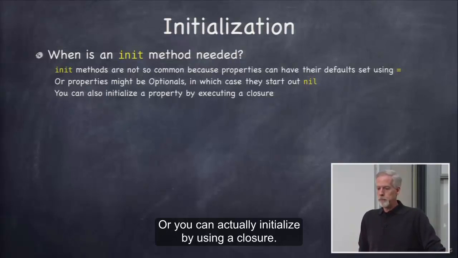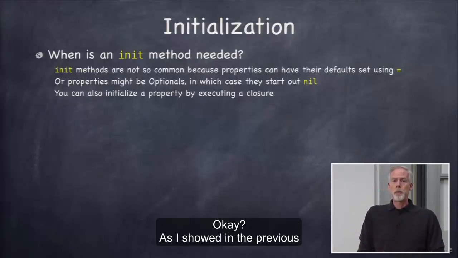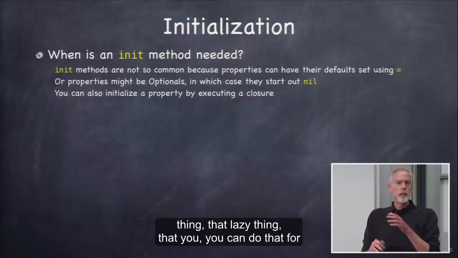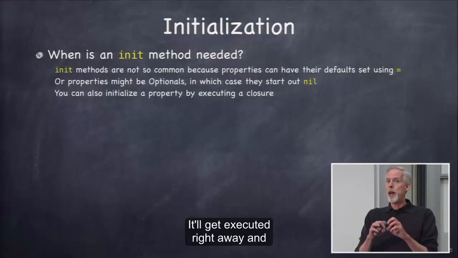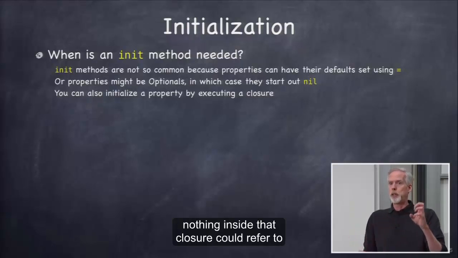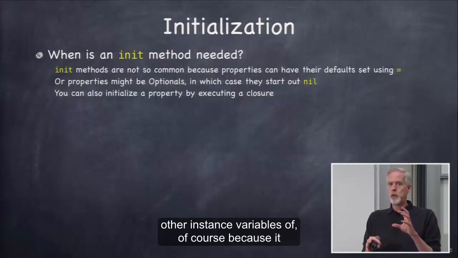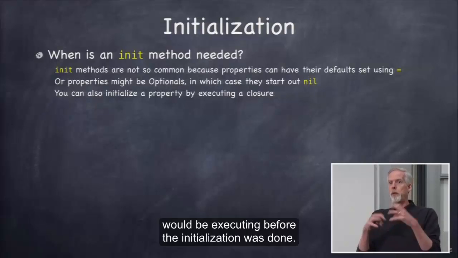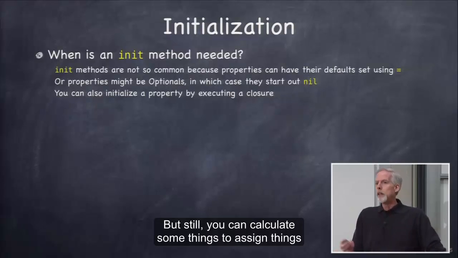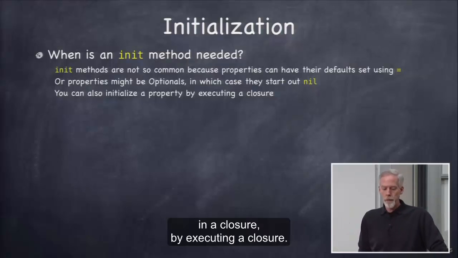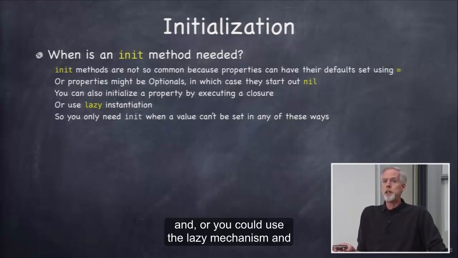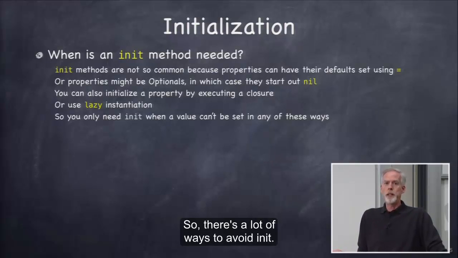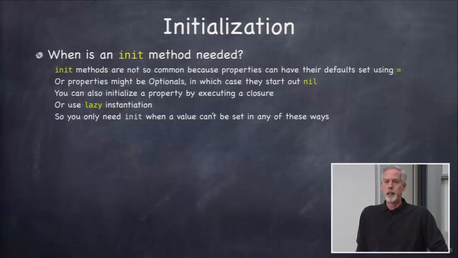Or you can actually initialize by using a closure, as I showed on the previous thing, that lazy thing. You can do that for non-lazies: put the closure there and execute it. It'll get executed right away, and nothing inside that closure could refer to any other instance variables, of course, because it would be executing before the initialization was done. But still, you can calculate some things to assign in a closure by executing a closure. Or you could just use the lazy mechanism to avoid needing an init. So there's a lot of ways to avoid init.